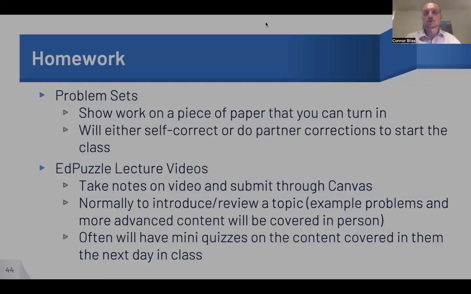Now, what I'm going to do from here is take a quick look at the syllabus itself, just for some fine detail about that late work makeup policy.